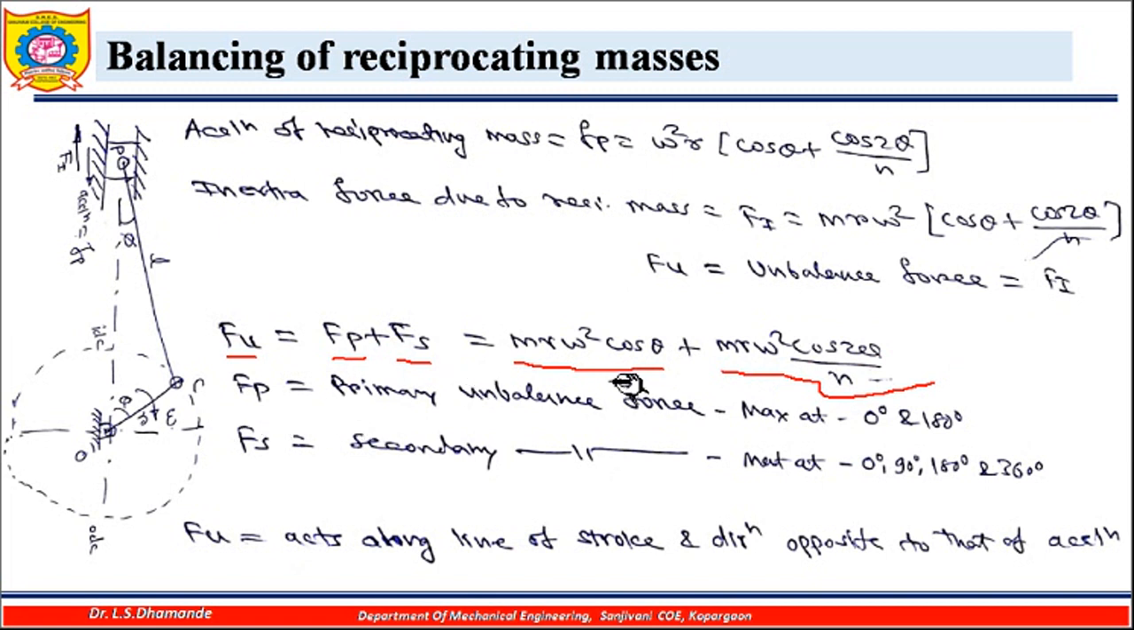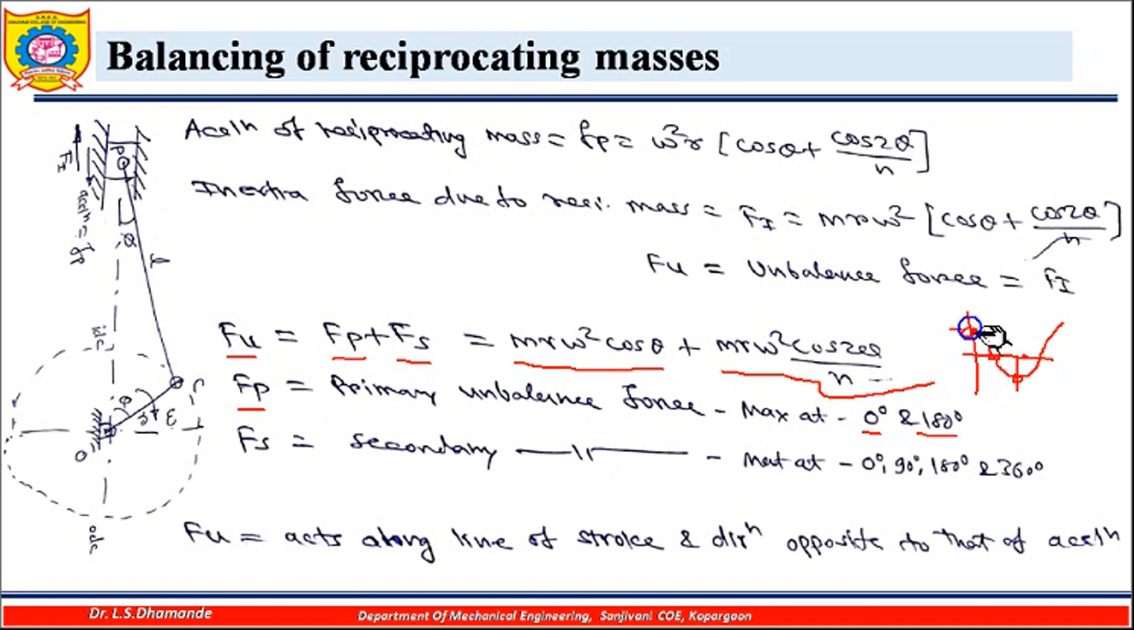So this first term I am going to call a primary force. This primary force will be maximum at 0 degree and 180 degree, because it varies with respect to cos. Generally a cos curve will be like this. It is maximum at 0, and at 180 degree, and at 90 degree it will be 0, because of the cosine variation of this particular force.